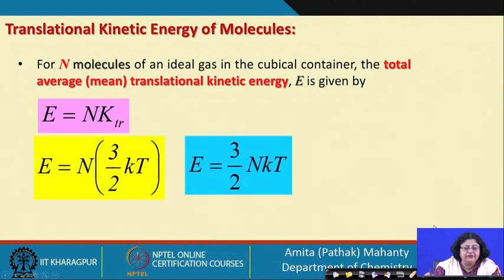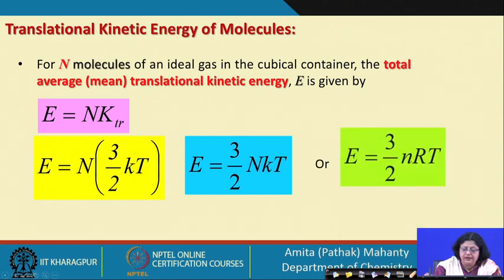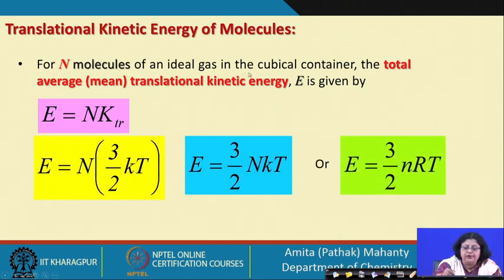So, what we are having for n number of ideal particles in a cubical container, the total average translational kinetic energy can be given by the total number of molecules into the kinetic energy per molecule. So, this is the total kinetic energy which we get for n number of molecules of ideal gas in a cubic container, with the total average kinetic energy being represented by K. So, this is what we get.